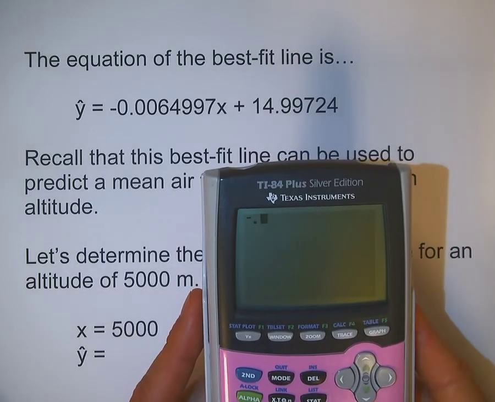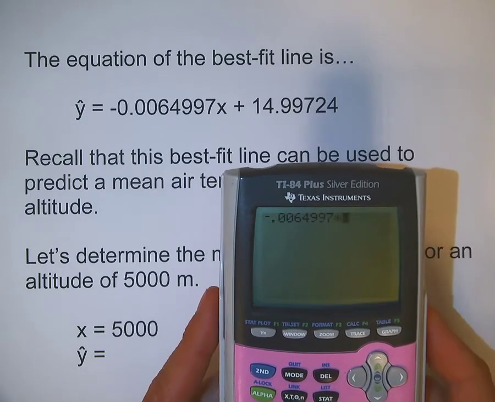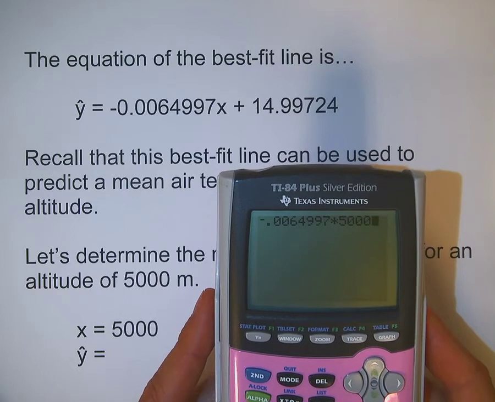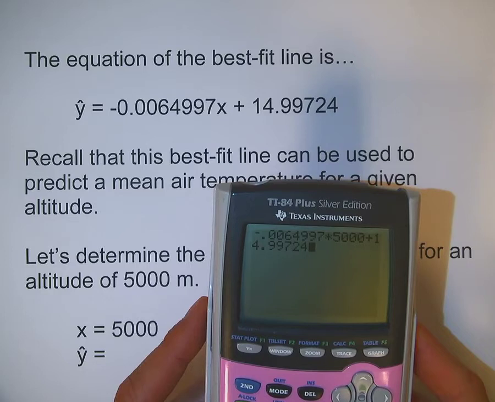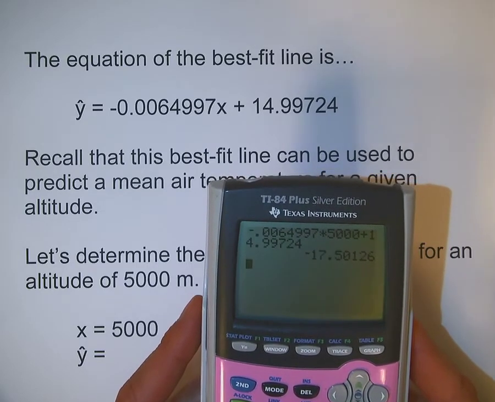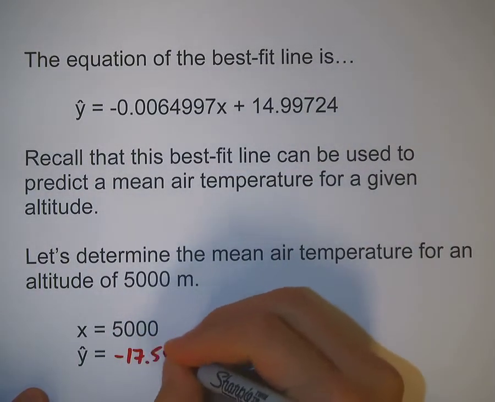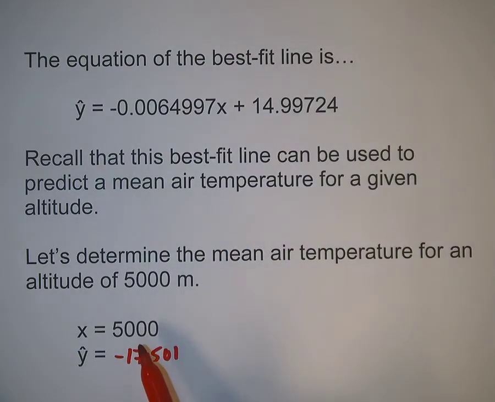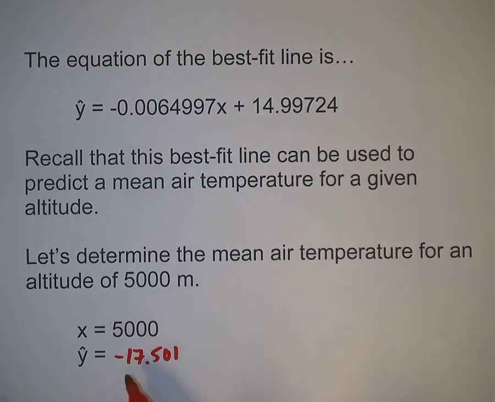So I'm going to type negative 0.0064997 times x, where x is 5,000, my given altitude, plus 14.99724. And that gives me about negative 17.501. So at an altitude of 5,000 meters, the line of best fit predicts a mean air temperature of about negative 17.5 degrees C.